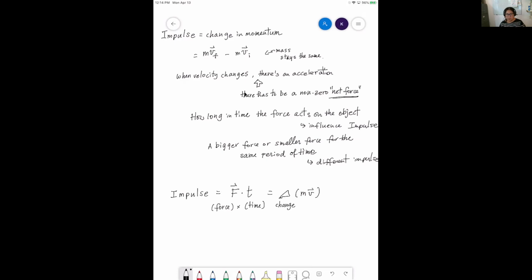Is impulse a vector? Yes. Because force is a vector, time is a scalar. So impulse is a vector. And the unit of the impulse is that it's the change in momentum, so it's the same, kilogram meter per second. Or now you see it's the force times time, so it's Newton times second. And it's a vector.